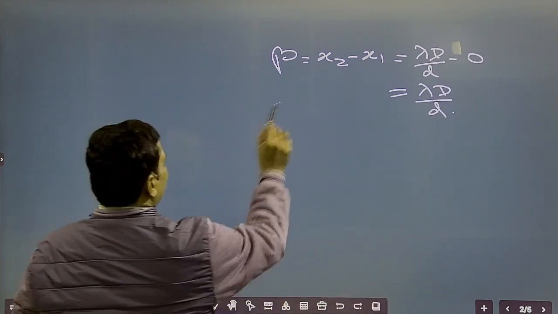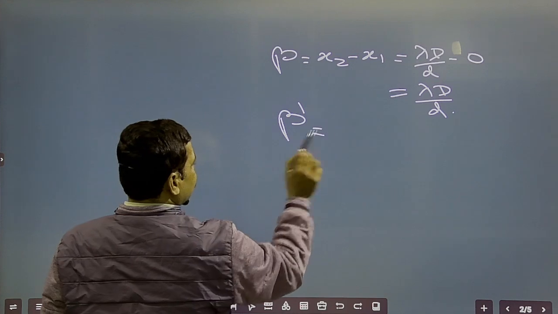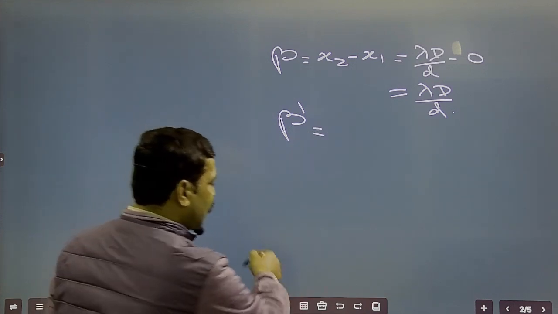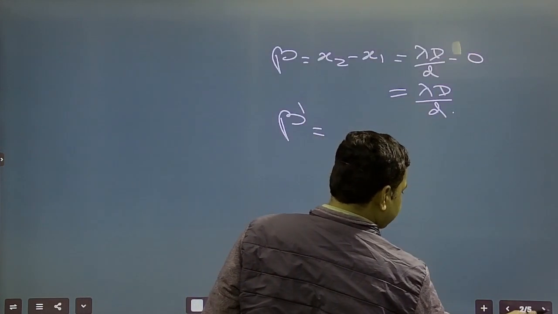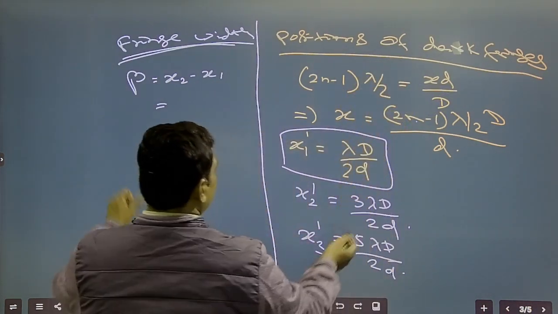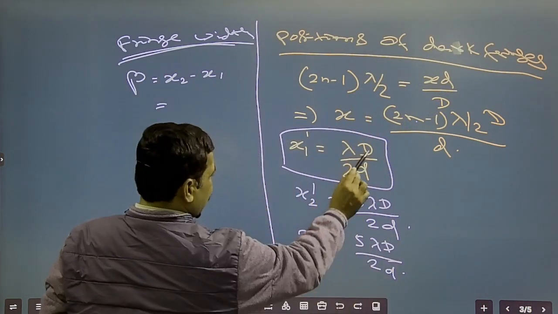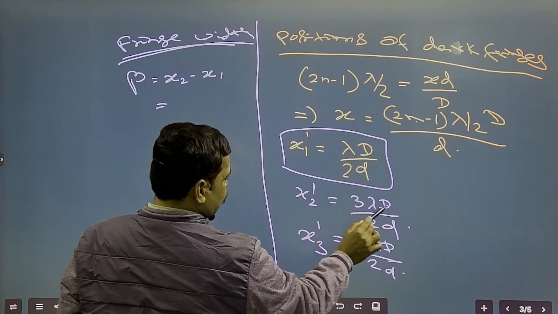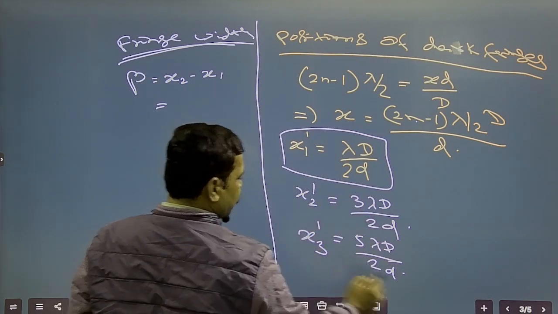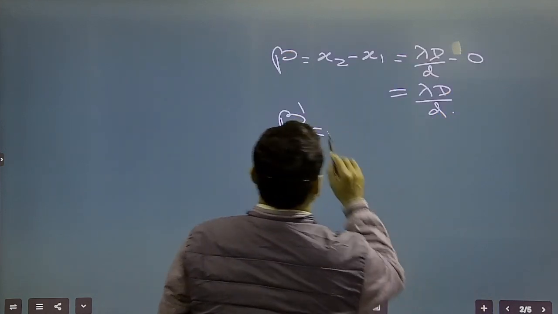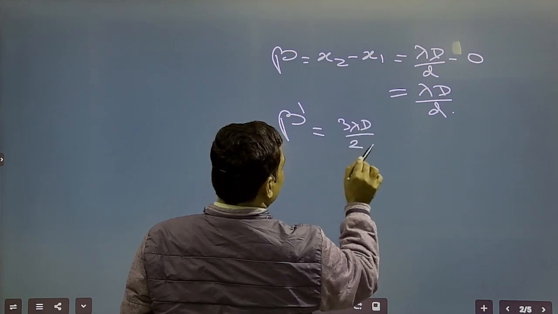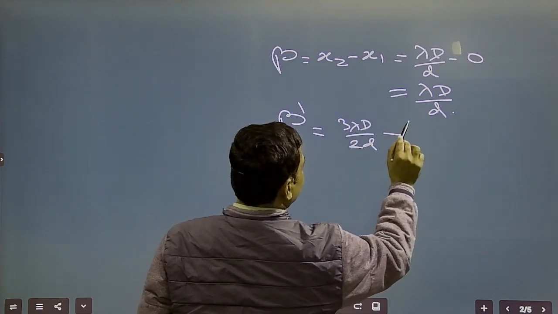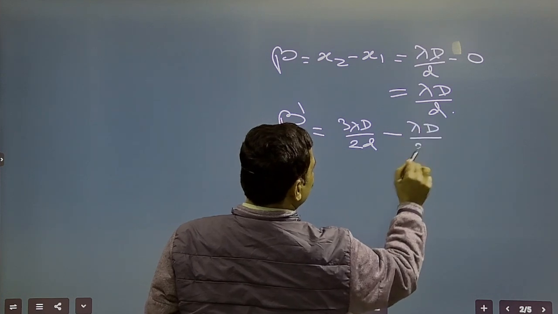Similarly, we can find out the fringe width for the dark fringes. So for the dark fringes, we got the first one as lambda D by 2d, and the next one as 3 lambda D by 2d. So their difference we can find out here. This will be equal to 3 lambda D by 2d minus lambda D by 2d.